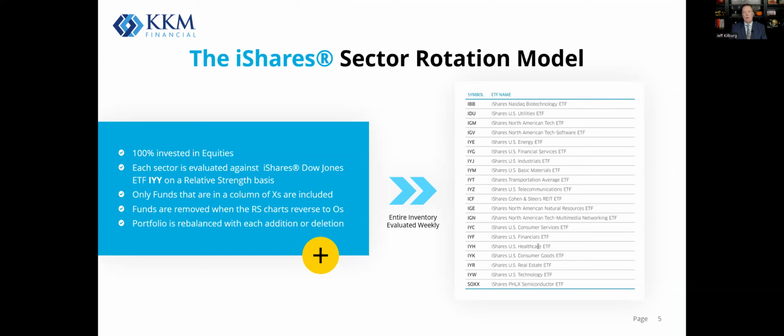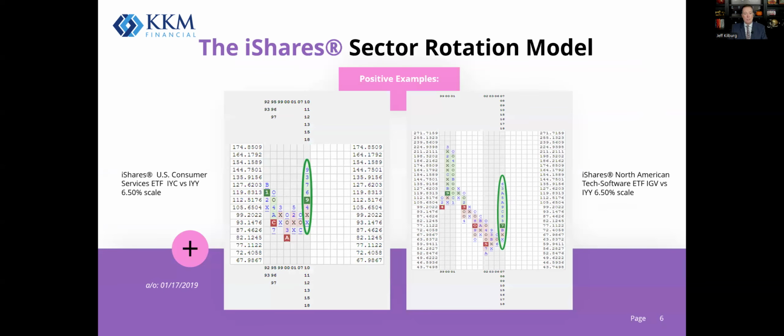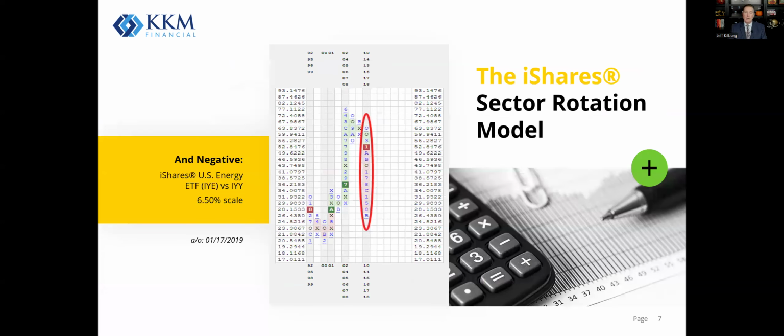Again, the funds are only removed when relative strength charts are showing weakness. And they're only added when relative strength charts are showing strength. And then that portfolio is rebalanced. Here's a positive example of the US Consumer Services ETF, IYC, versus IYY, which is the Dow Jones ETF. So that comparison is not to another piece of the market, it's actually to the ETFs. They're compared and measured against each other to reveal the strength amongst the universe of this ETF model portfolio.